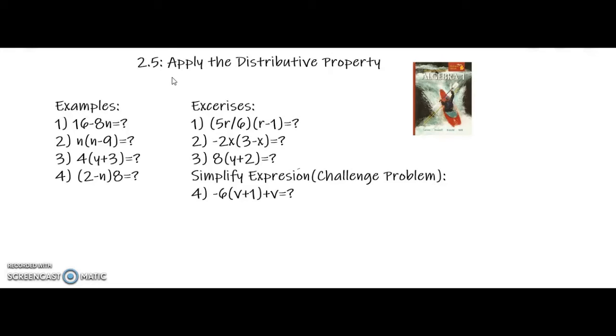All right, welcome to section 2.5, applying the distributive property. As usual, these examples and exercises are pulled from this Algebra 1 textbook you see over here.